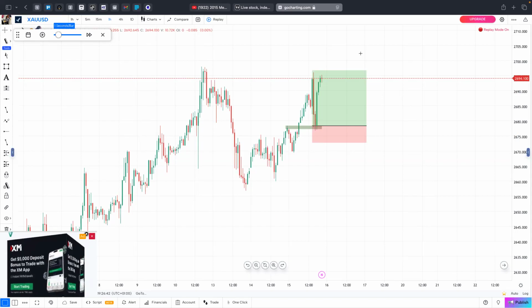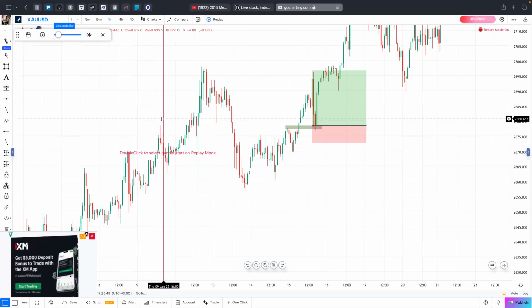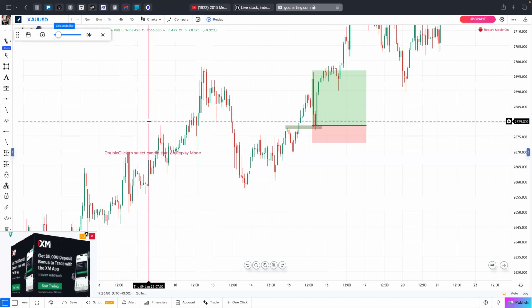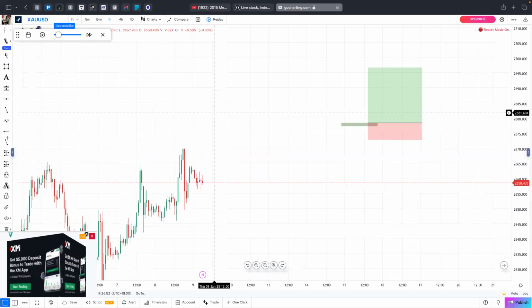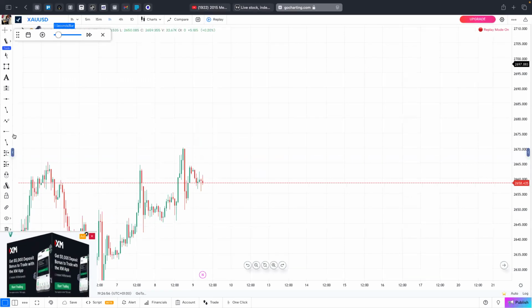Good. So let's take a look at another example. I think this one, I took this trade when it happened. If you look at this market here, this one is more or less tricky, but I'm still going to explain it for you guys.